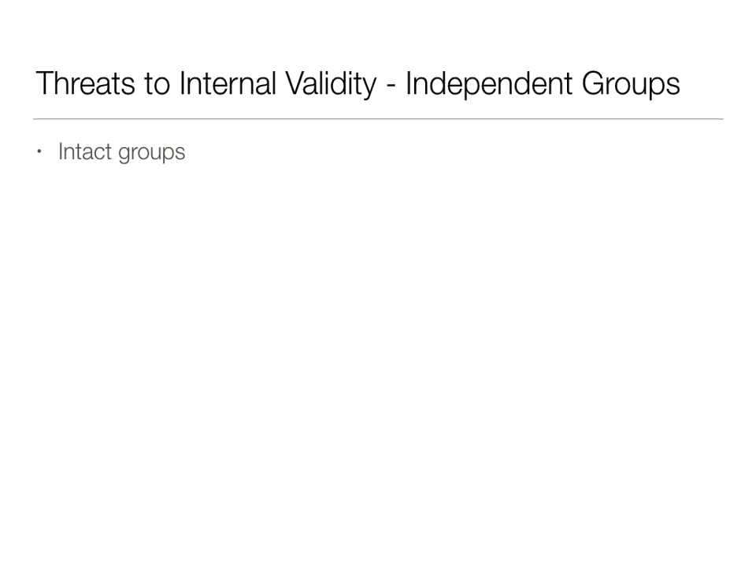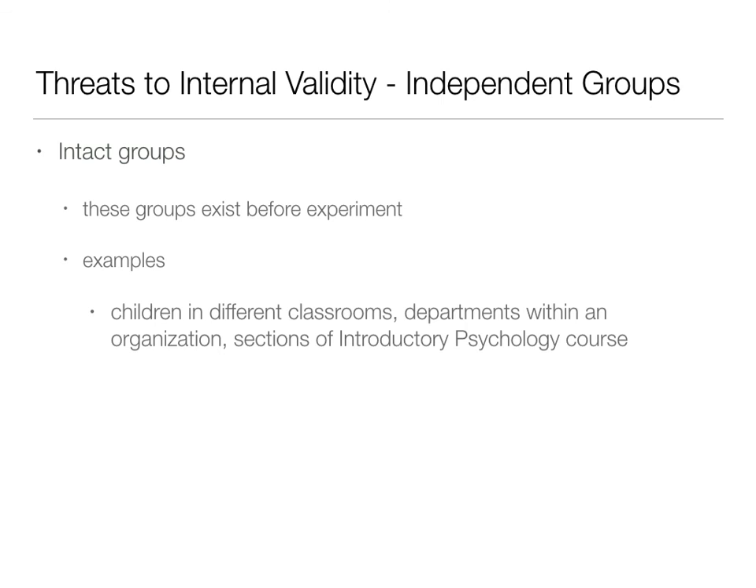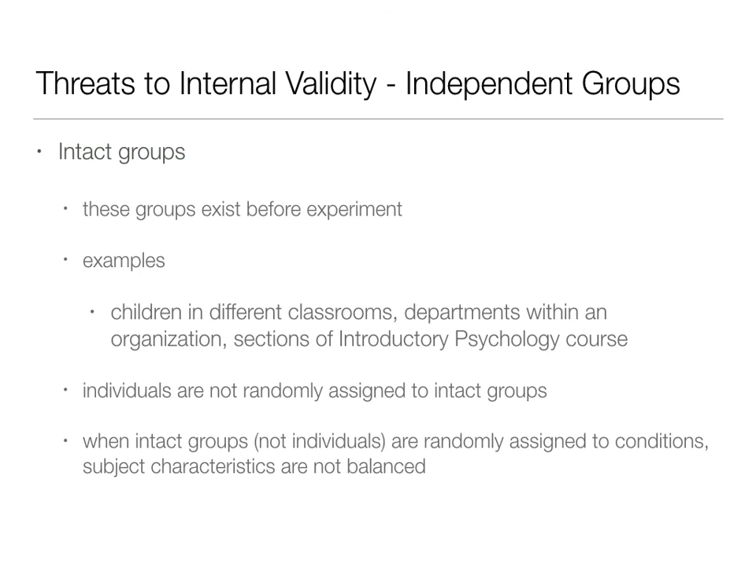We also remember when these intact groups are used, these are the groups that happen before the experiment. This could be children in different classrooms, departments within an organization, sections of a course. When we have this, we don't have random assignment, which means we did not control for those selection effects. And remember, that's the major threat we have to internal validity in independent groups designs. So when these are used, those subject characteristics are not balanced, and we don't have equal groups. Because of that, we have an alternative explanation. We don't have internal validity. So for a true experiment, we really can't use intact groups.